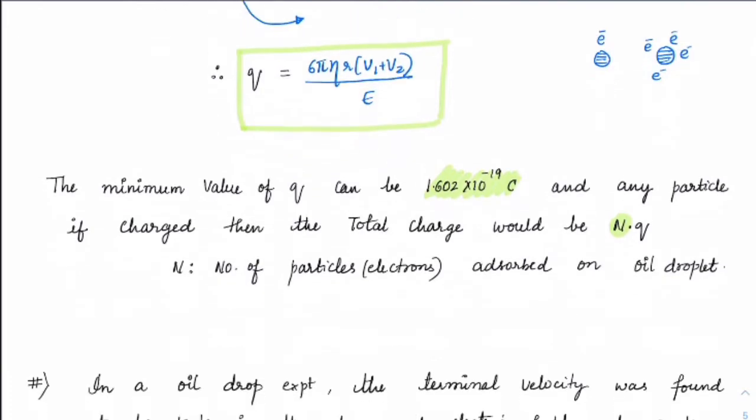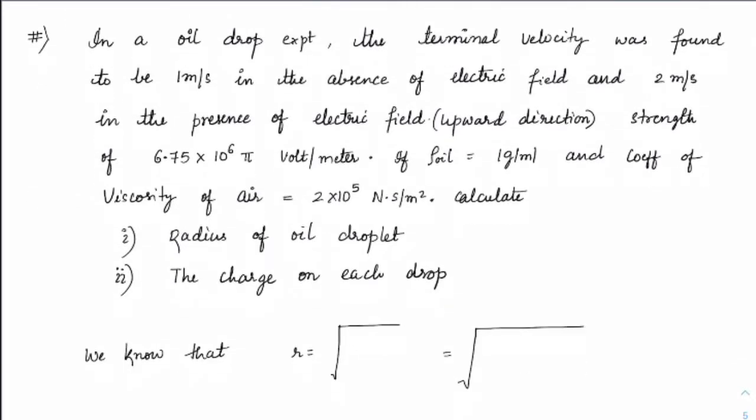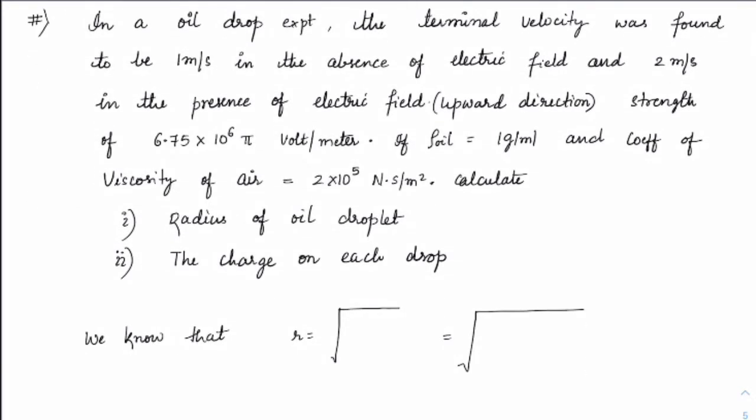So on this basis, a few questions were asked in JEE. I will show you one, so you should be able to follow this. Check. In an oil drop experiment, the terminal velocity was found to be 1 meter per second in the absence of the electrical field. That means, based on what we discussed, this is V1, right? And V1 is given as 1 meter per second. Second, in the presence of the electrical field, it is given as 2 meters per second, so V2 is given as 2 meters per second. And the electrical field strength is this many volts per meter, so the E value is given.